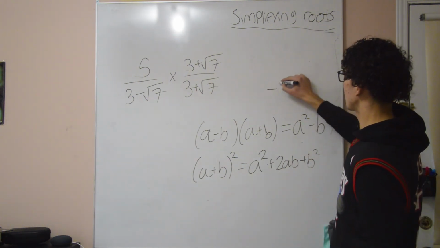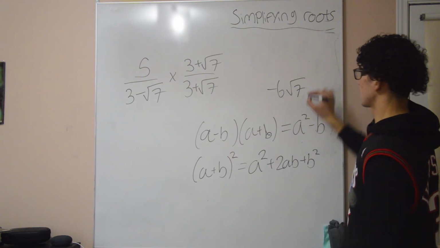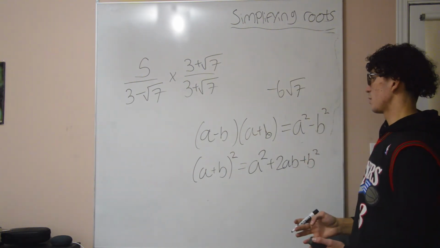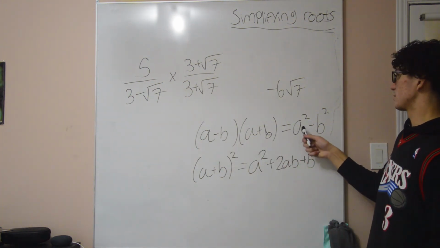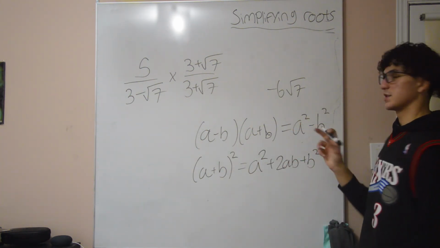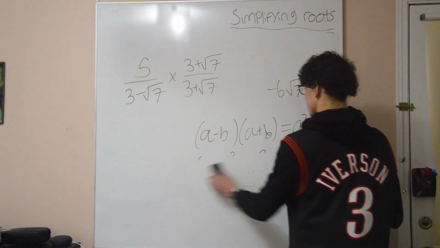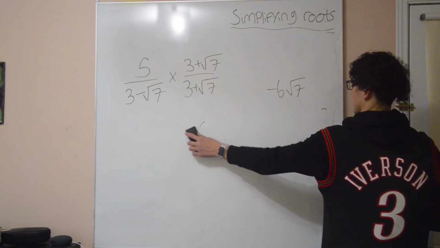We still had that middle term of negative 6 root 7. That was the problem. But when we do it in a difference of squares, there is no middle term. It just becomes the first thing squared minus the second one squared. So that's exactly what we do, and it works.